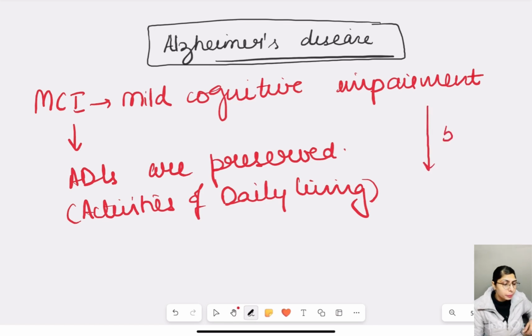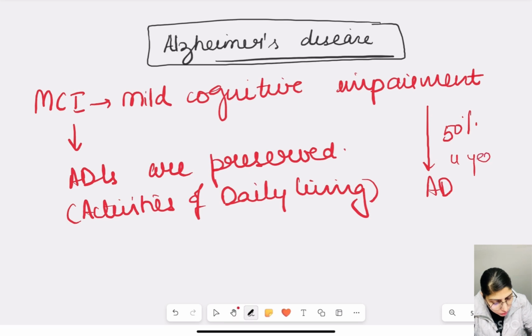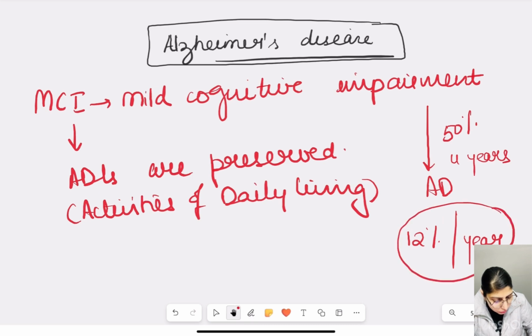So people with mild cognitive impairment, this is the question. 50% of patients progress to Alzheimer's disease over 4 years. So the rate of progression is 12% per year. So if you see 10 people coming to you with memory loss but ADLs are preserved, 5 out of those 10 people are going to progress to Alzheimer's over the next 4 years, right?